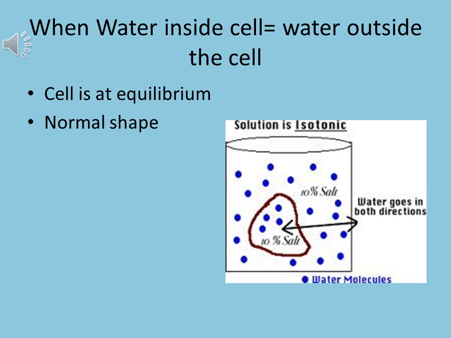There are a few different scenarios that can occur when water is moving into and out of a cell. In the first scenario, you have an equal concentration of water inside the cell and outside the cell. When this happens, we say that the cell is in equilibrium, and the cell maintains its normal shape. The same amount of water is going into and out of the cell the entire time.